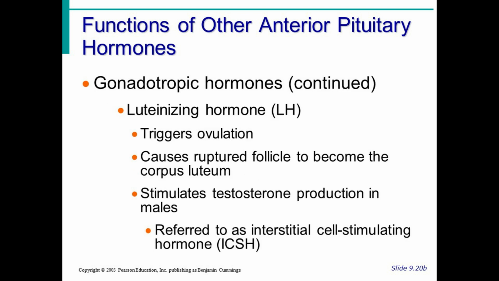The next gonadotrophic hormone is called the luteinizing hormone, or the LH. Its function is that it triggers ovulation in females and causes the rupture of the follicle to become the corpus luteum. It stimulates testosterone production in males, and it is referred to as the interstitial cell stimulating hormone, or the ICSH. More discussion of the gonadotrophic hormones will be covered in our reproductive system discussion.